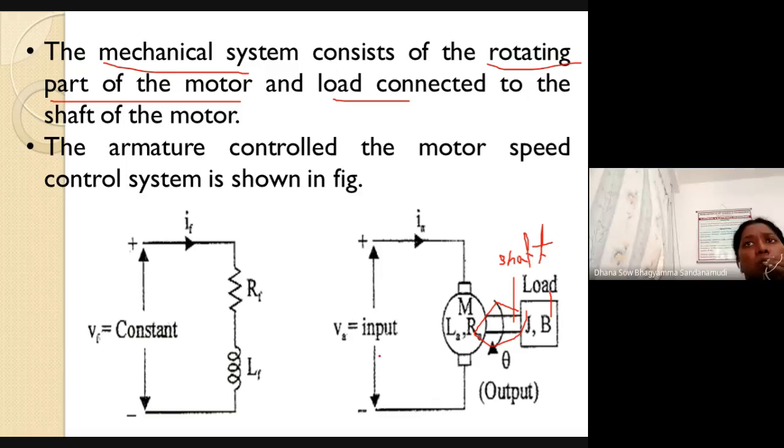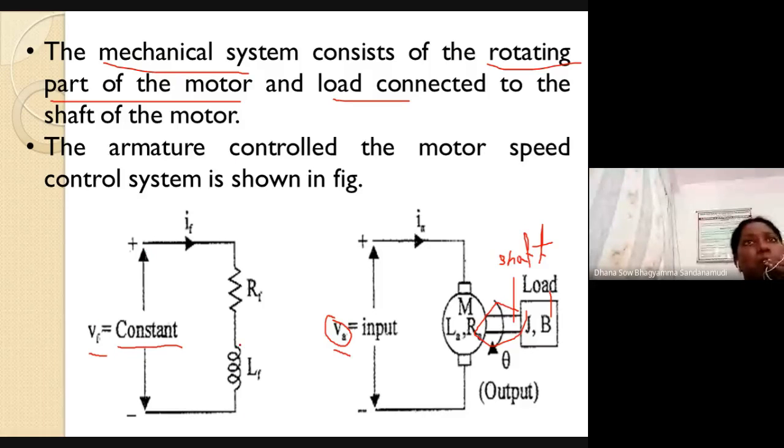This is the supply given to the armature, VA, the armature voltage. And this is the field voltage. Here the field voltage is kept constant; we are not varying it. You will simply vary the armature voltage in order to vary the speed of the motor. As the armature voltage varies, the speed of the motor will vary.